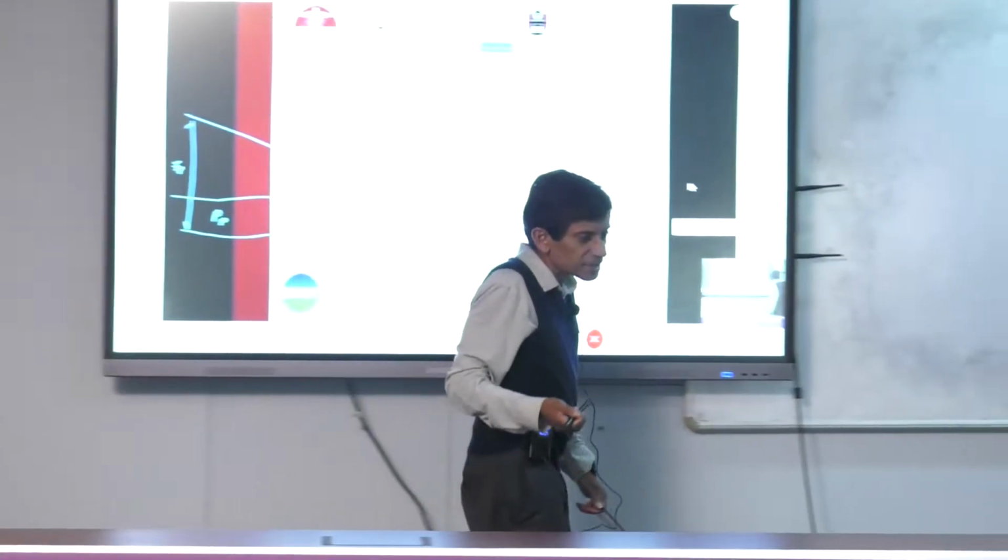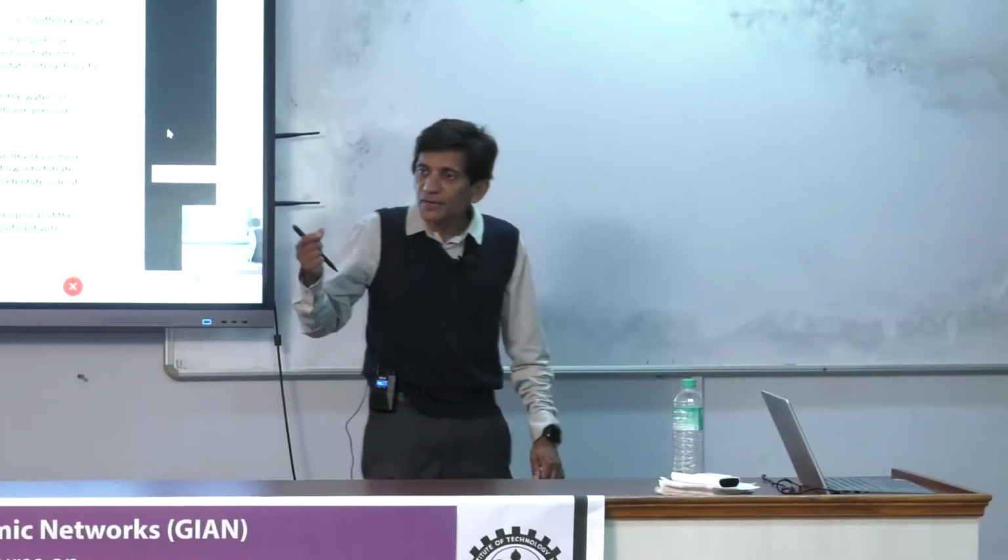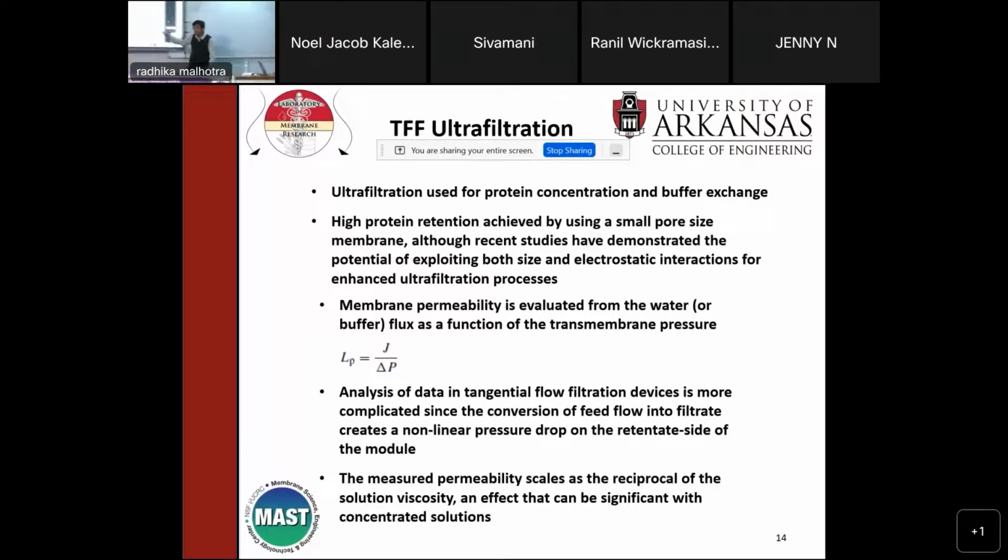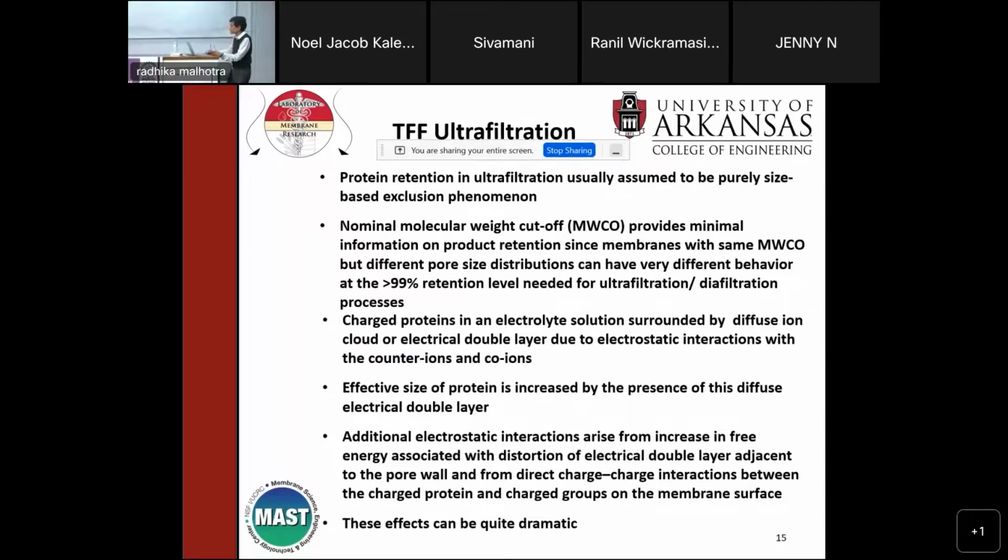But that's okay, but the fact is that if it's going to vary like that, then the permeate flux is different at various points, you get different amounts of fouling, and so that's why it depends non-linearly. That's where this comment comes in, that the pressure drop on the retentate side of the module is much more complicated. The measured permeability scales with the reciprocal of solution viscosity. We talked about that.